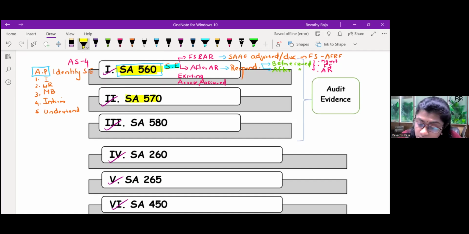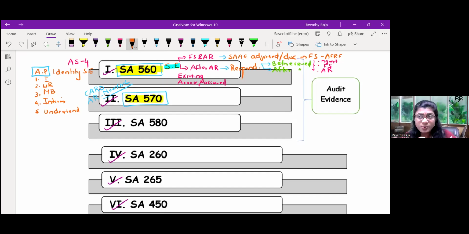Now going to SA 570. What is 570? It is referenced in CARO clause number 19. And also in the audit report, there is an element regarding MUGC, material uncertainty on going concern, the 5th element: title, addressee, opinion, basis for opinion, material uncertainty on going concern. The 5th element in the audit report.